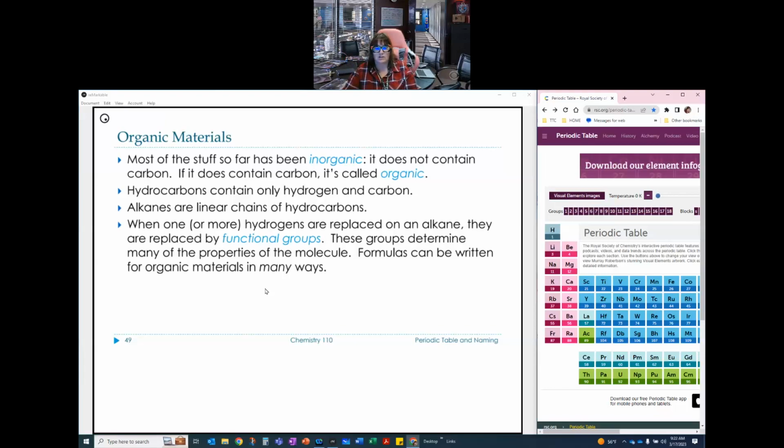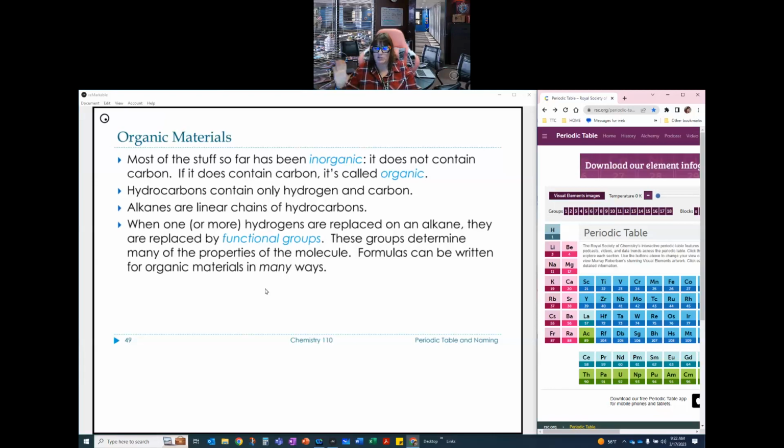So when we talk about organic stuff, we're always talking about carbon, usually with hydrogen on. Hydrocarbons are only carbon and hydrogen. Alkanes are linear chains of hydrocarbons. When one or more hydrogens are replaced by functional groups, an OH group would make an alcohol. Okay, so that's the replacement of that H with an OH group.